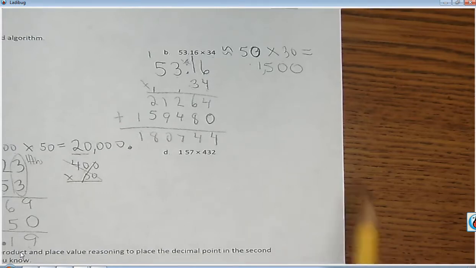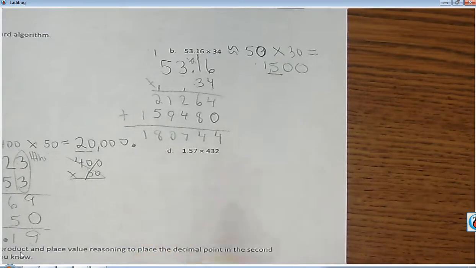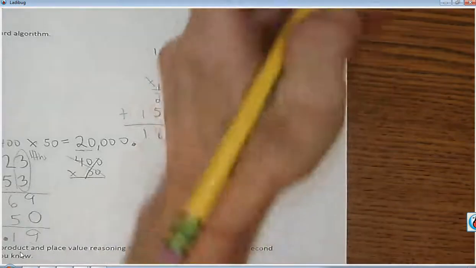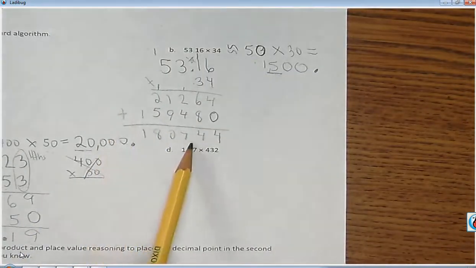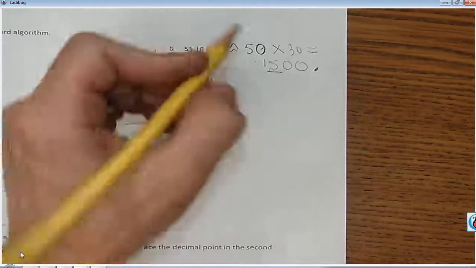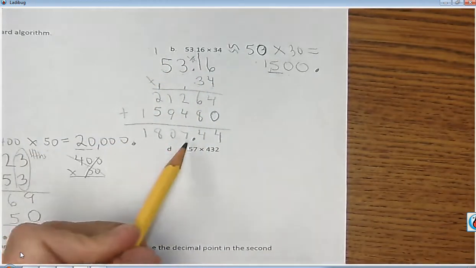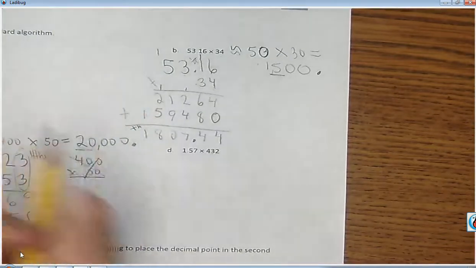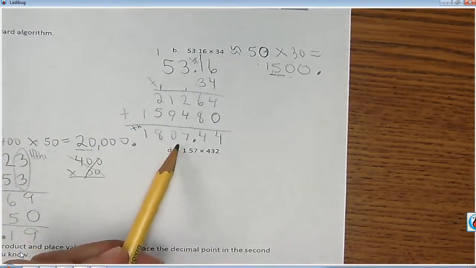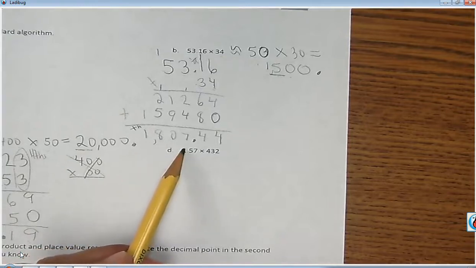All right, so one way to think about it is you need about 1,500. So the decimal point would be here. You would need 1, 2, 3, 4 places on the left of the decimal. 1, 2, 3, 4 goes into the thousands. 1,800 is pretty close to 1,500.